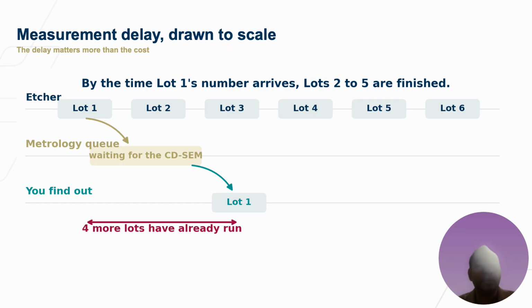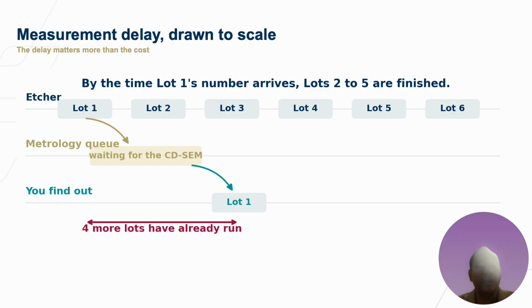Here is the delay drawn out. Top row, the etcher running lots 1 through 6, one after another, fast, a lot every 20 minutes or so. Middle row, lot 1 goes into the metrology queue and waits, not because measuring is slow, measuring takes a minute, but because there is one CDSM and a great many process steps that all want it.